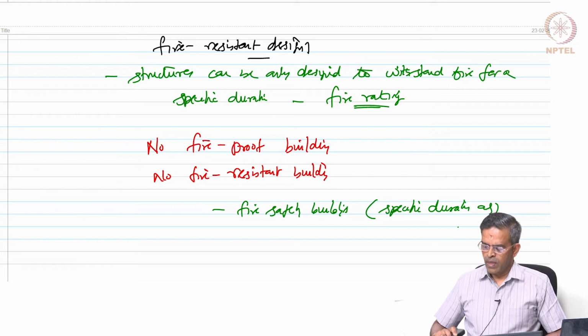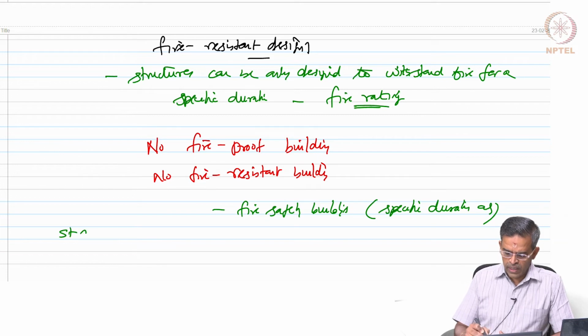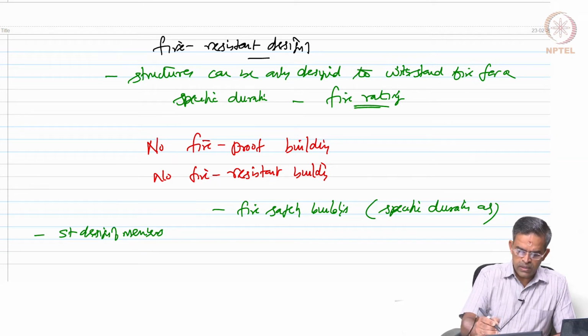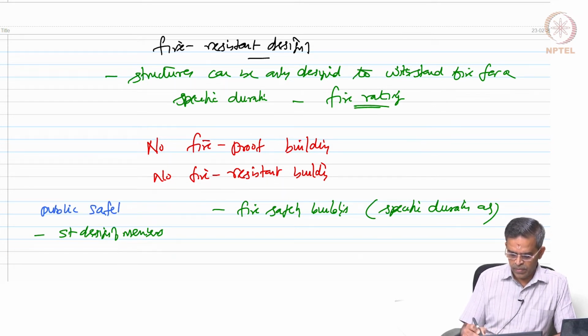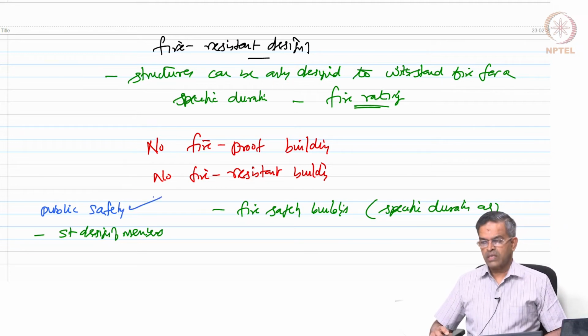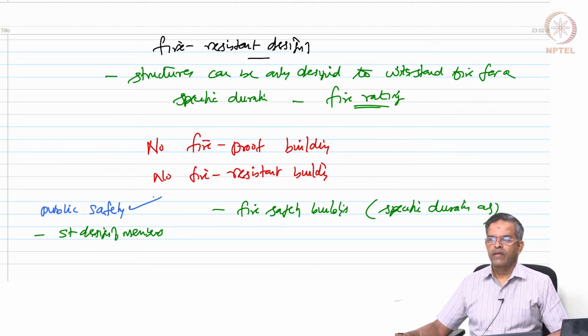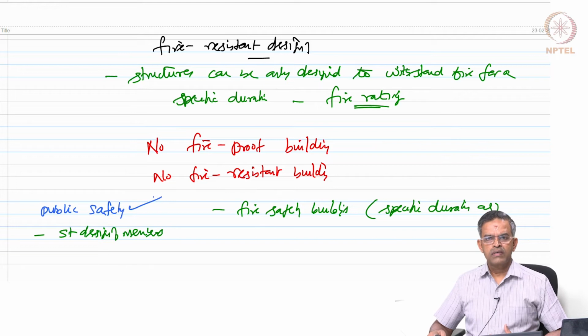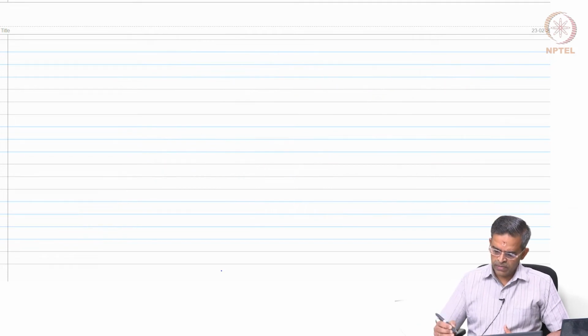Then in that case, what is important in fire resistant design? Structural design of members for fire load is only secondary. The primary is public safety. Okay? The primary is public safety. Structural design of members for fire is necessary, but that is only a secondary case. Now, let us see what are the factors that govern the geometric design of fire resistant buildings.